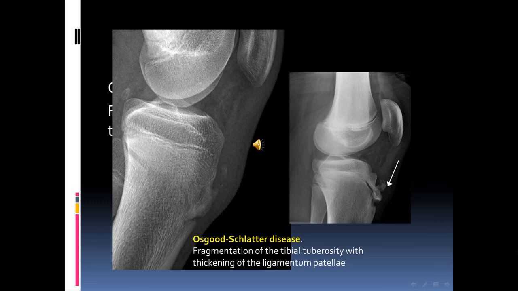Another site is the tibial tuberosity. You can see in these films, we have a lateral X-ray of the knee joint and there is an abnormal area which is fragmented and slightly showing osteolytic lesions. This represents an abnormal site involving the tuberosity of the tibia and is called Osgood-Schlatter disease. That is osteonecrosis involving this type of bone. It is sometimes associated with thickening of the ligamentum patellae, which is connected to this region.